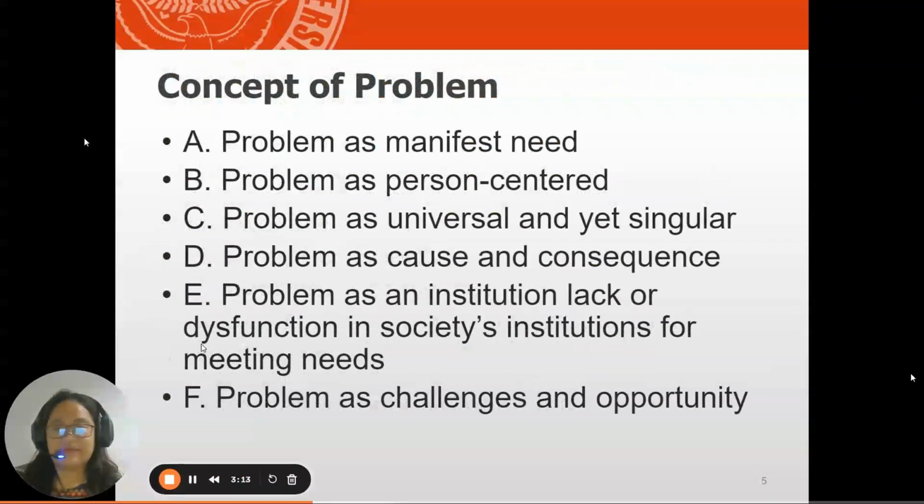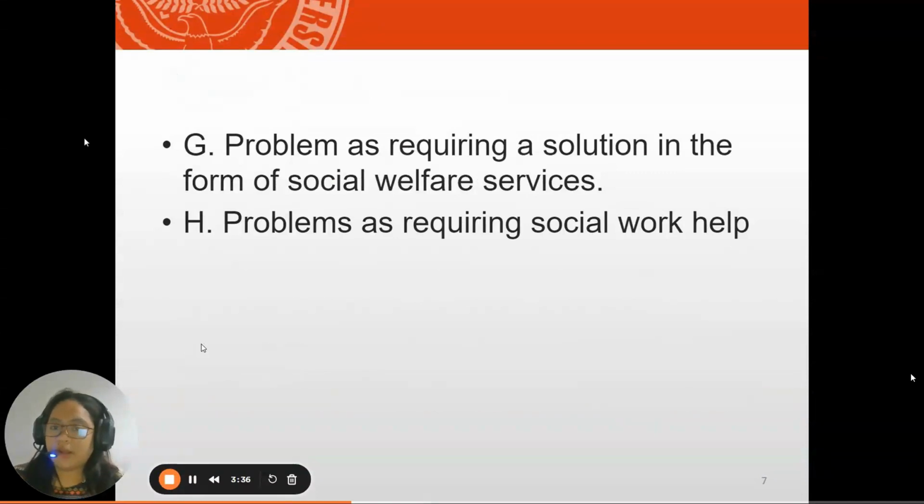So these are the list of the concept of problems. We have the problem as manifest need, problem as person-centered, problem as universal and yet singular, problem as cause and consequence, problem as the institution's lack or dysfunction in societies, institution for meeting needs, problem as challenges and opportunity, problem as requiring a solution in the form of social welfare services, problem as requiring social work help.